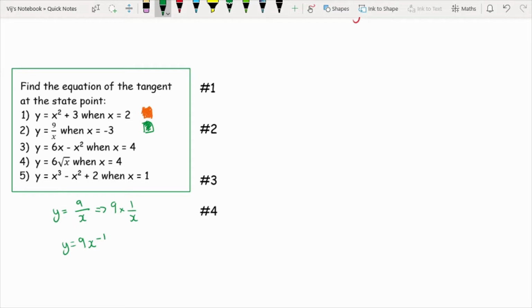So now working with dy dx, if I move the power to the front in this here, then I get minus 9, because minus 1 times 9 is minus 9, and then I lower the power by 1, so it becomes minus 2. So now to find the gradient of the tangent, I need to substitute x equals minus 3 into dy dx, so I get minus 9 times minus 3 to the power of minus 2.